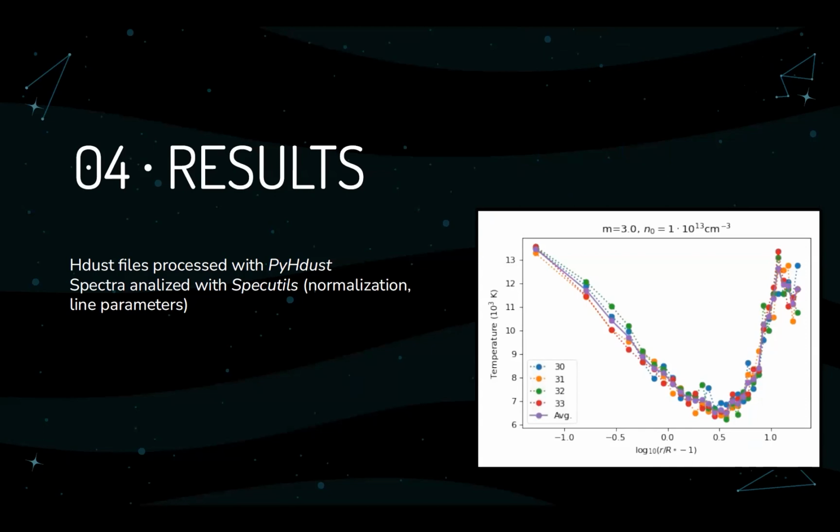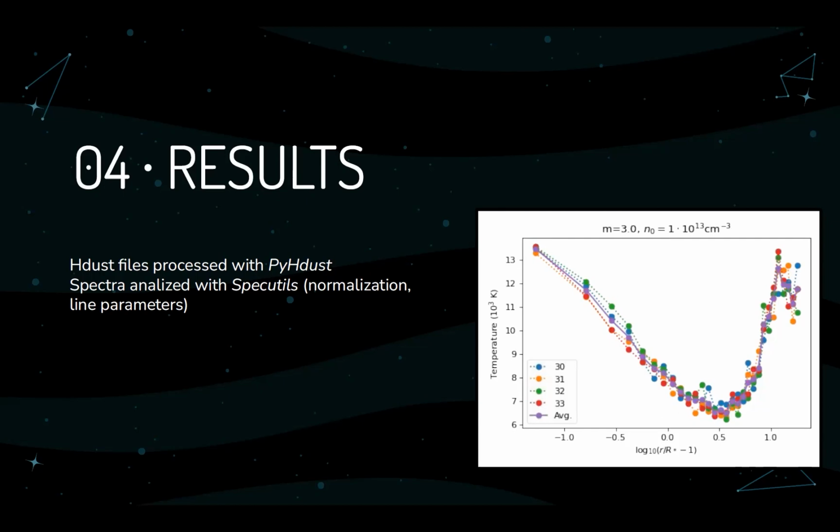HDUST gives us a lot of files that need to be processed and read with HDUST, that is a package from Python. And we also analyze the spectra that we read from them with another Python package that is spectroscopy, that allows us to normalize and find the line parameters. And we use as a criterion for the convergence of this simulation if the temperature converges.